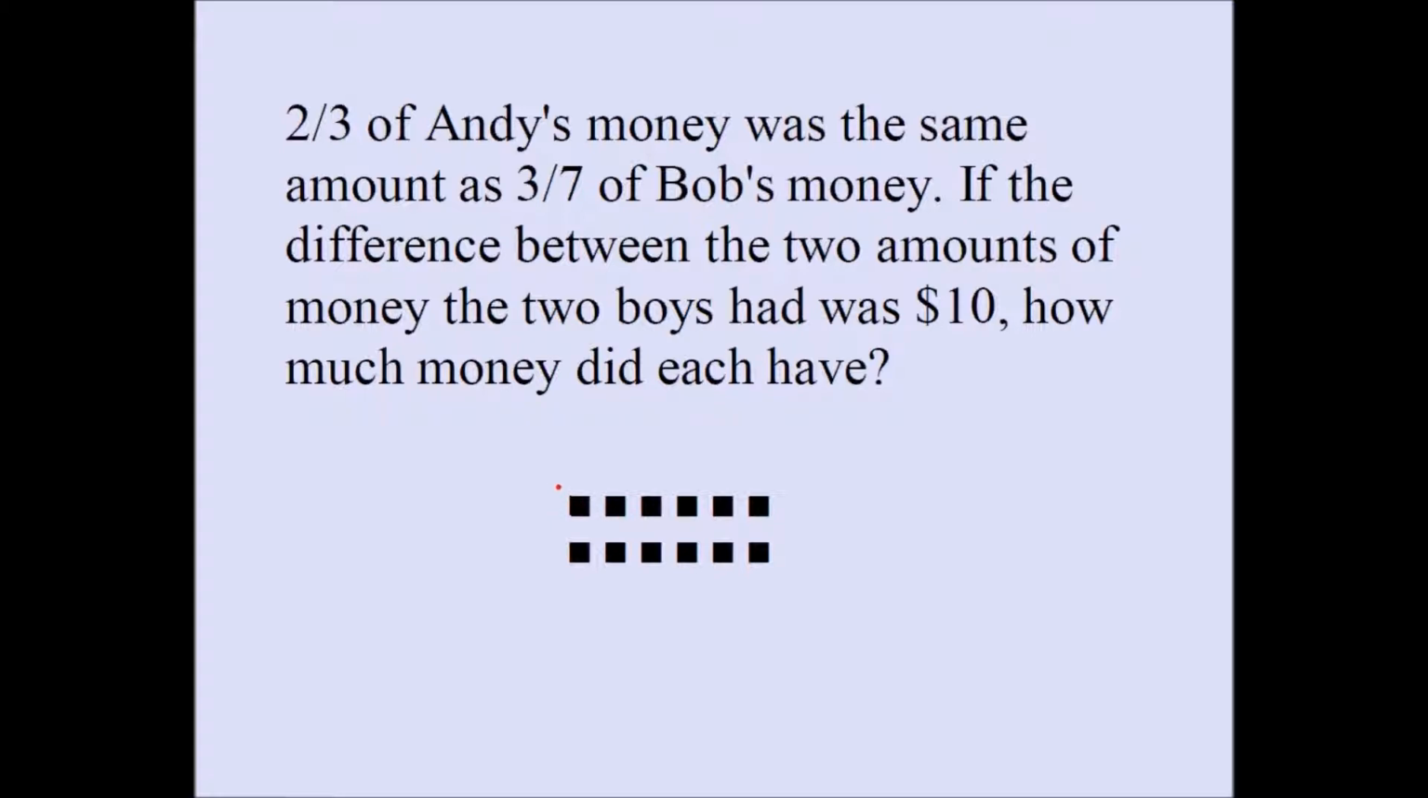Okay, so if this is 2/3 of Andy's money, then this has to represent 1/3 of Andy's money. If this is 2/3, this is 1/3. So if I can put 3 more boxes, I will have all of Andy's money. Once again, if 1/3 of Andy's money contains 3 boxes, I need 3/3, so I need to put 3 more boxes here. Again, if this is 3/7 of Bob's money, this has to represent 1/7 of his money.